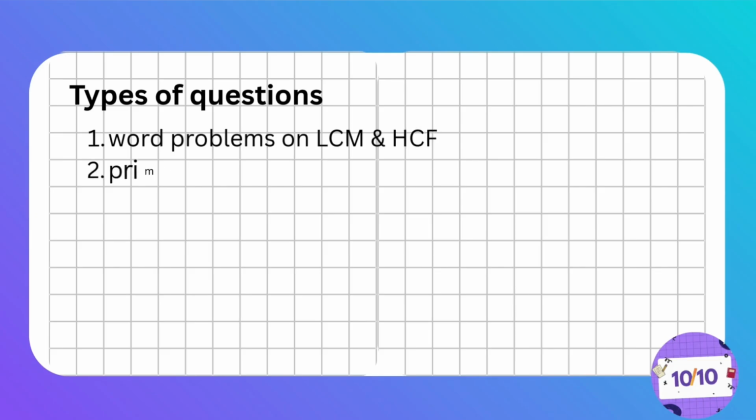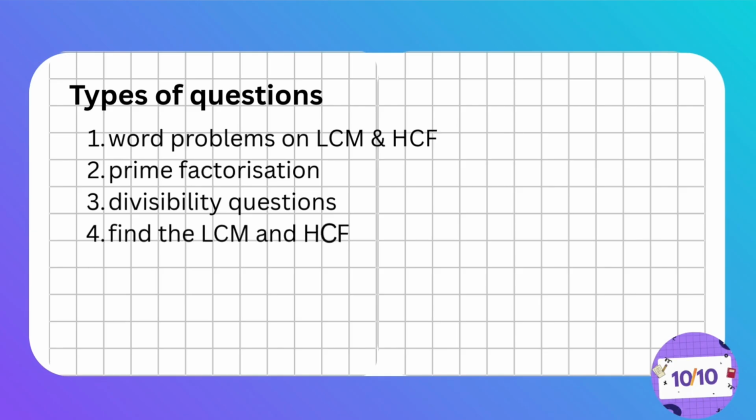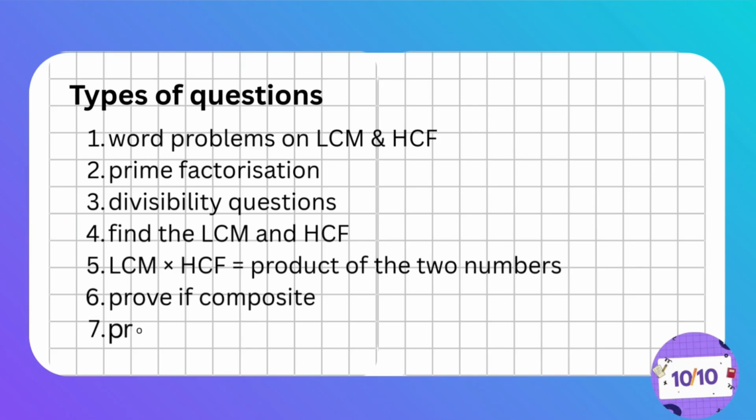But before that, we need to have a slight idea of what kind of questions are asked from this chapter. First of all, you will have to understand the basic concept of LCM and HCF, because there will be word problems on it. Then we need to know prime factorization and divisibility questions. We have to find LCM and HCF using prime factorization, and we are also going to study a rule and verify it, that is the fifth one: LCM into HCF equal to the product of the two numbers. Then we have to prove if a number is a prime number or a composite number, and the next type of question is proving rationality.